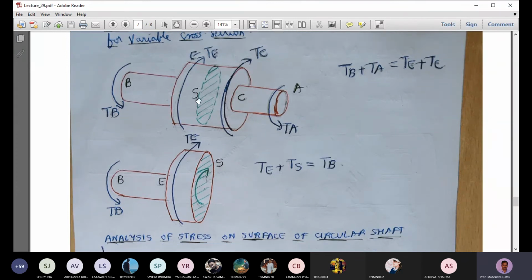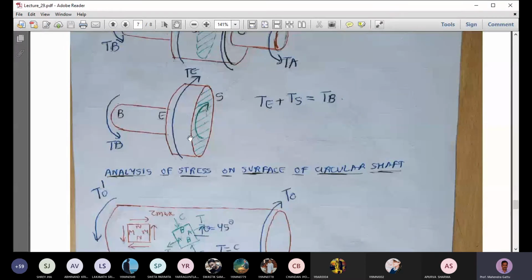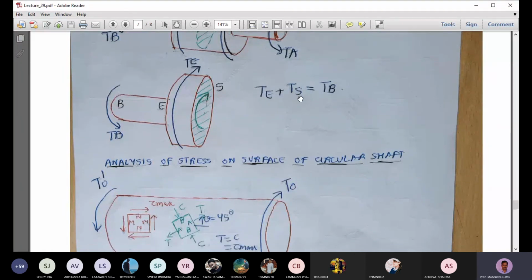So if you're interested in finding the internal torque which is being developed on a surface, what we do is cut a cross section there and look at the free body diagram. So we have our TB here and TE here. So there will be some shear stress developed on this surface. The resultant is such that it will produce some torque TS. So the TS will be such that TE plus TS will be TB. This is the force balance, and we need to find the TS value.